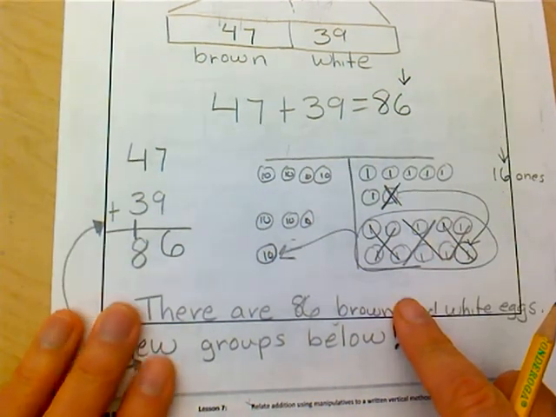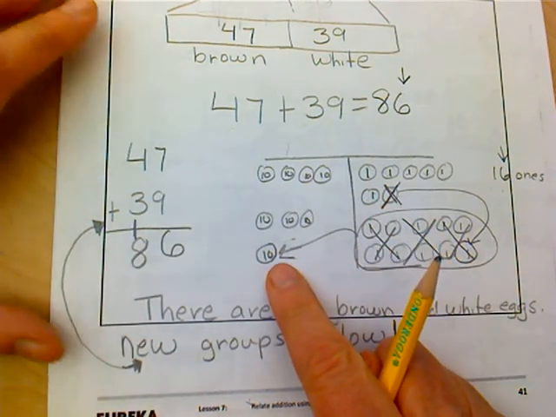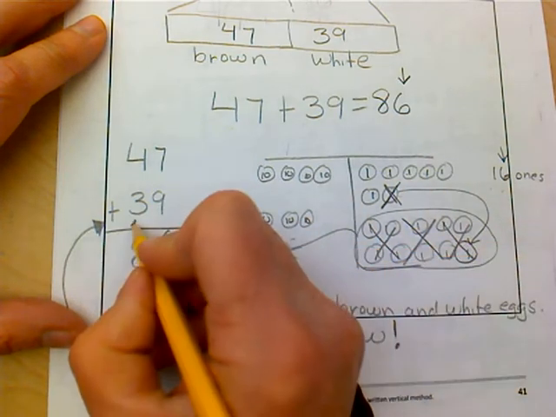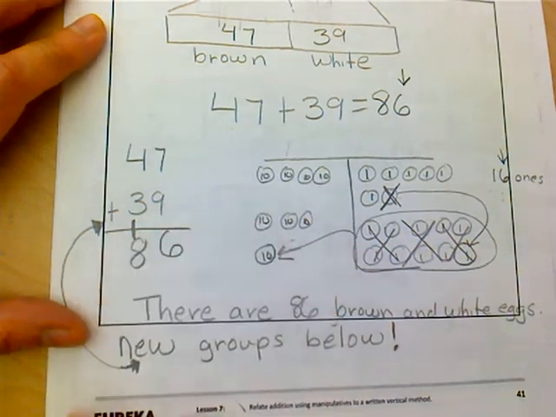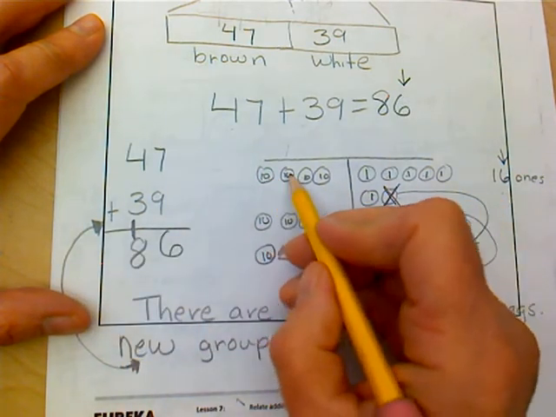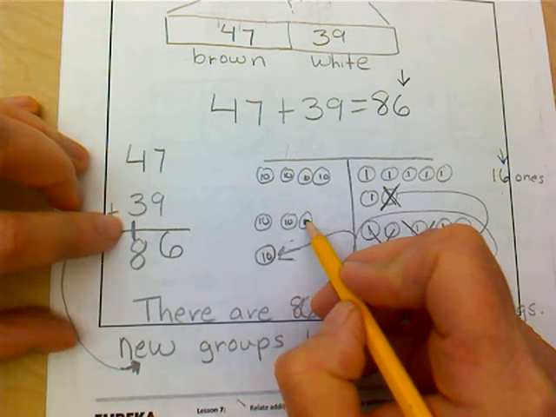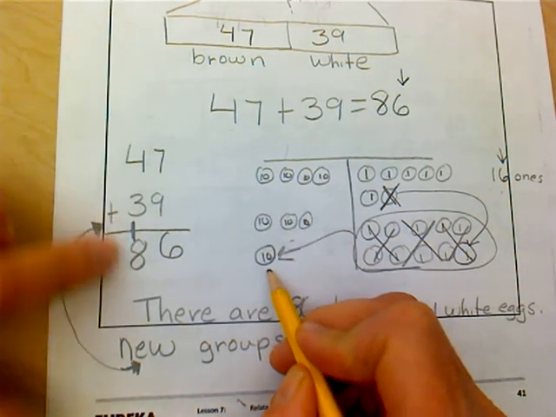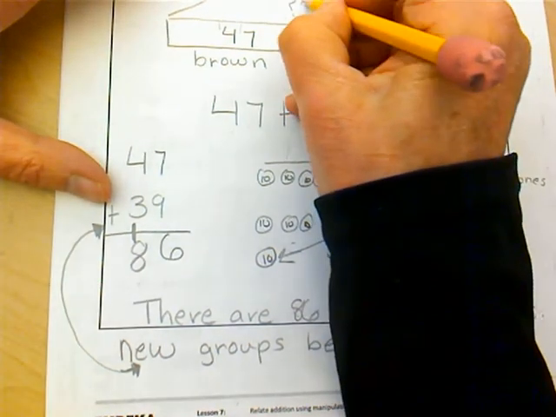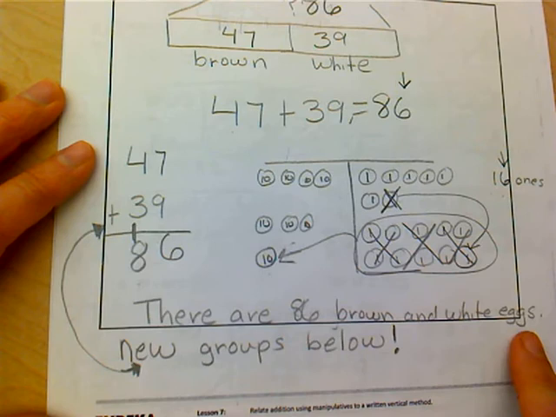And then I counted how many 10s did I push over. I pushed 1 10 over. So that was my regrouping of 10 ones, or 10. And then I had 1, 2, 3, 4, 5, 6, 7. So 4 plus 3 gave me 7, plus that one more gave me 8. So my total number of eggs was 86 eggs. There were 86 brown and white eggs.